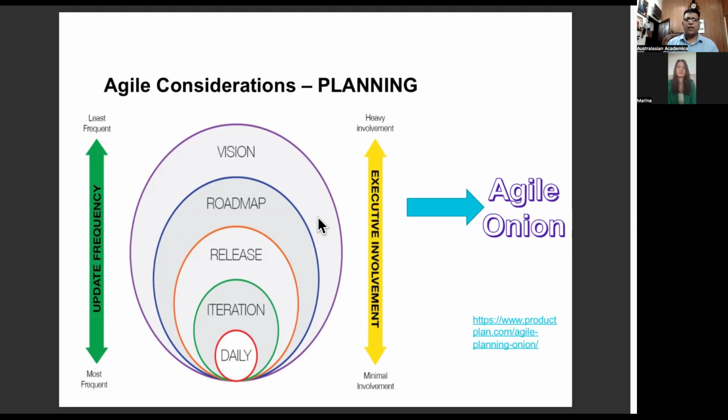So the Agile Onion, this is the onion, basically. It's an onion ship starting from the top. It's a vision, roadmap, realization, iteration, which is a piece of work to deliver, and daily stand-up.